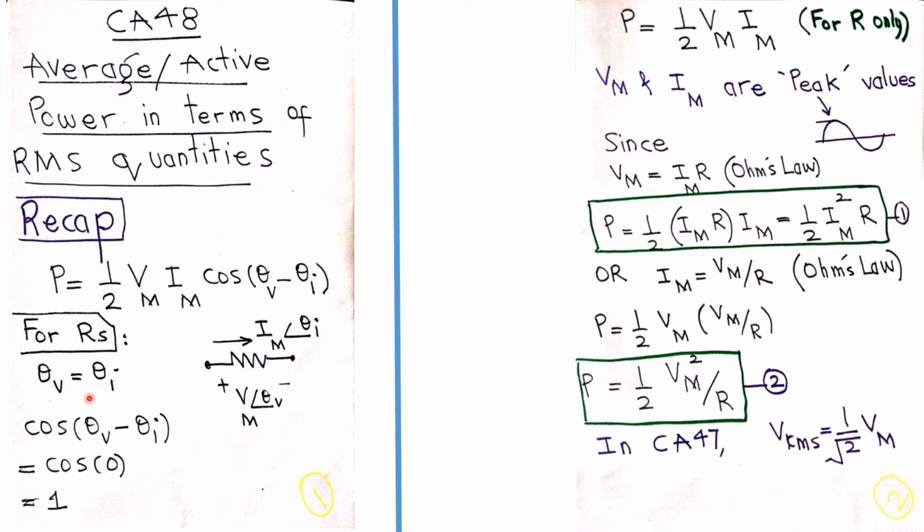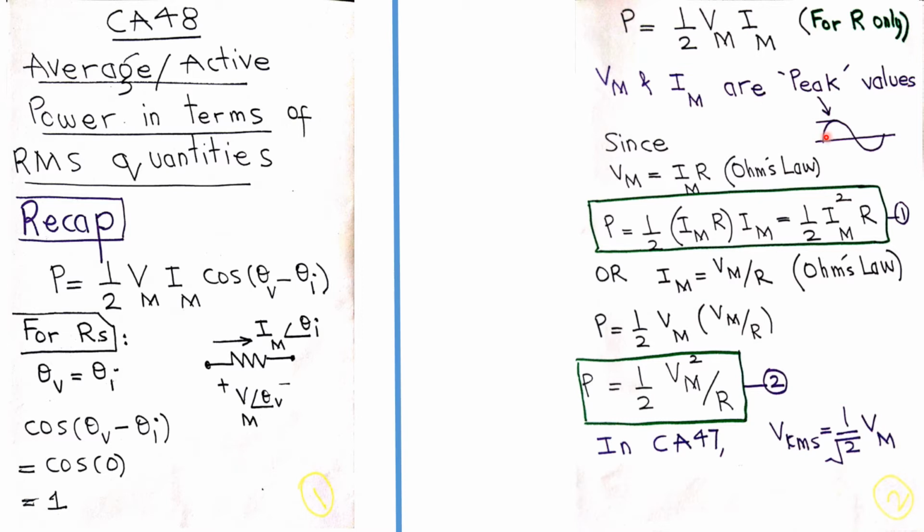This is not true for inductors, voltage sources, capacitors, etc., but it is true only for resistors. So cos of (theta v minus theta I) means cos of 0, which is 1. Putting 1 in place of cos of (theta v minus theta I) in this equation, we get power is 1 by 2 times Vm Im. But I have mentioned it again that it is for resistors only. Vm and Im are peak values.